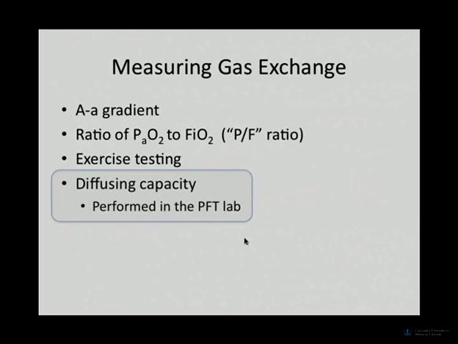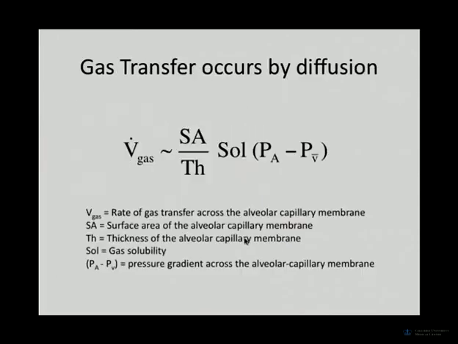Okay. So I'm going to end, we're just going to go 1 or 2 minutes over, with one of the ways in the pulmonary function testing laboratory that we measure gas exchange, and that's with diffusing capacity.